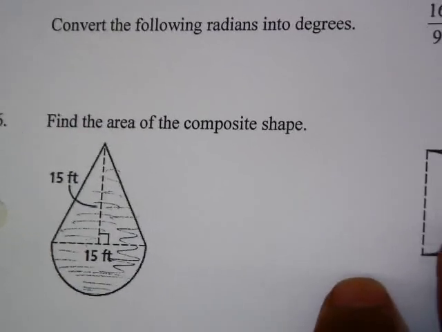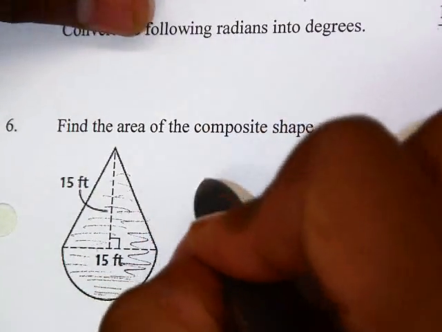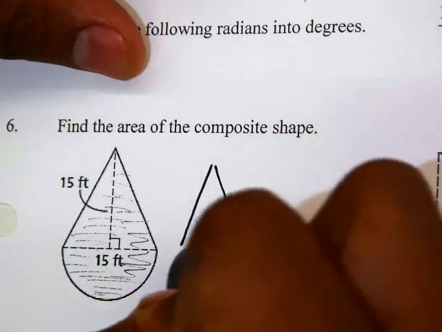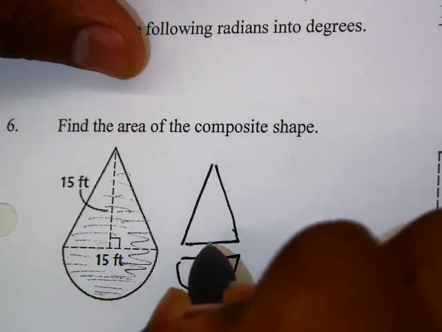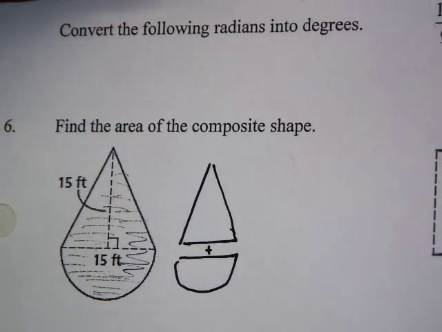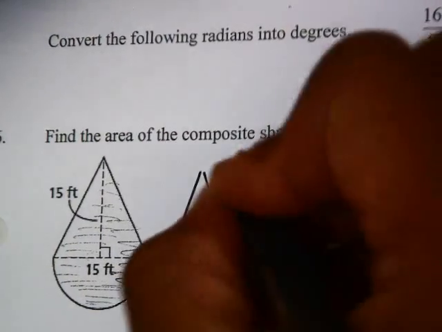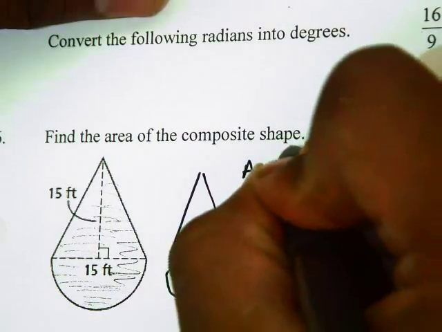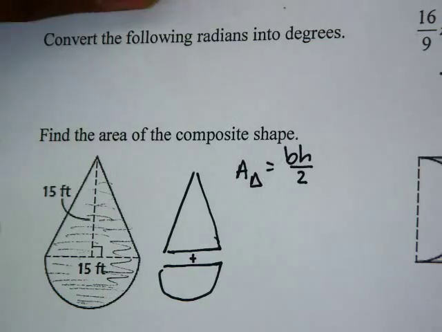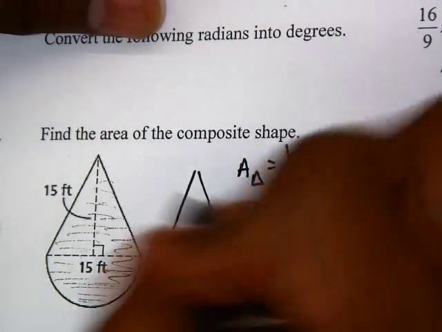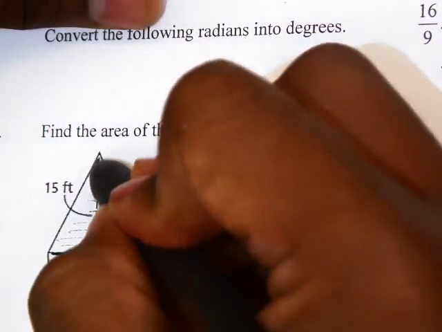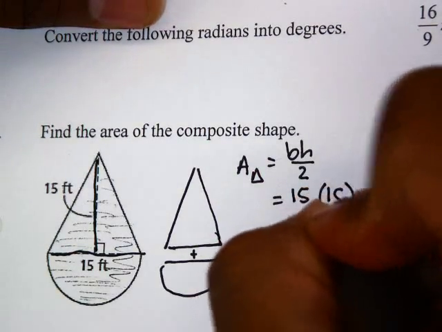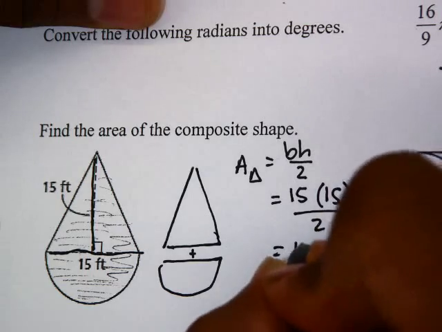Number 6, I'm supposed to find the area of the composite shape. So I see two shapes here. I see a triangle, and then I see a half circle. In the end, I'm going to add these two shapes together because these two shapes are put together. The area of a triangle is base times height divided by 2. So the base on this triangle is 15. The height on this triangle is 15. And then divide by 2, I get 112.5.